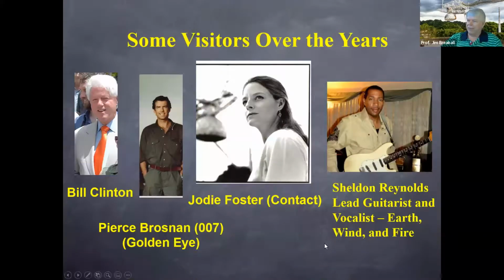And we've had some famous visitors, as I said. This was our president, Clinton, who came there. There's Pierce Brosnan, James Bond, Jodie Foster, Sheldon Reynolds. He happens to be interested in astronomy, and he was in a famous music group here in the US called Earth, Wind and Fire.